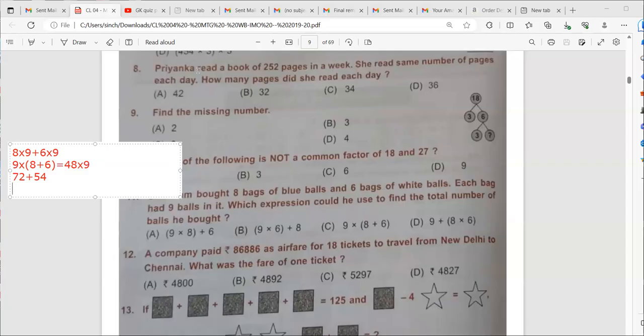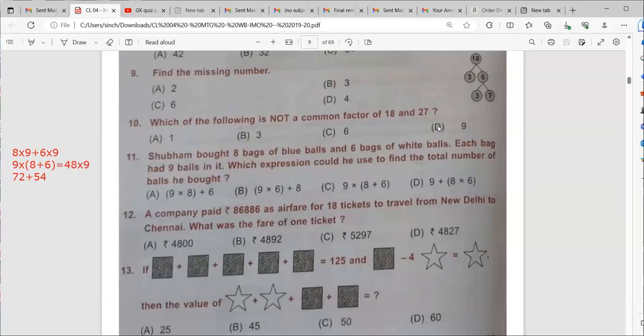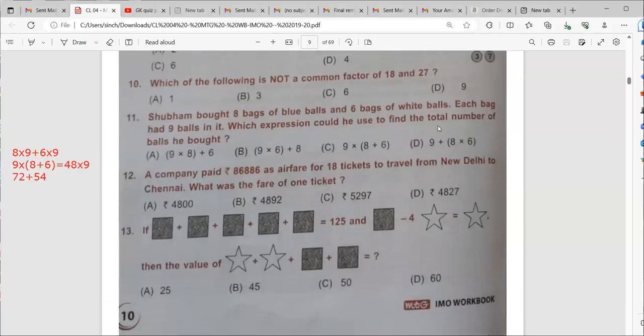Ma'am, please, can you scroll down? Yes, I can do so. Ma'am, 432. And if you add 54 and 72, what is the answer coming? 126. Then somewhere you have made a mistake, beta.